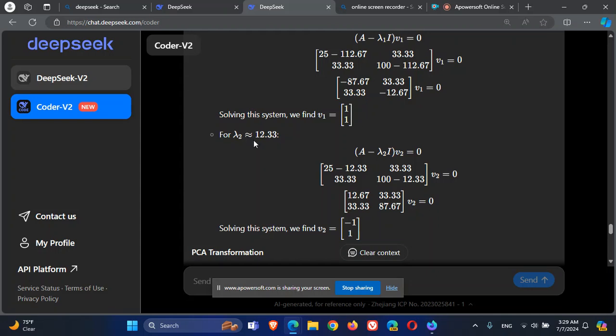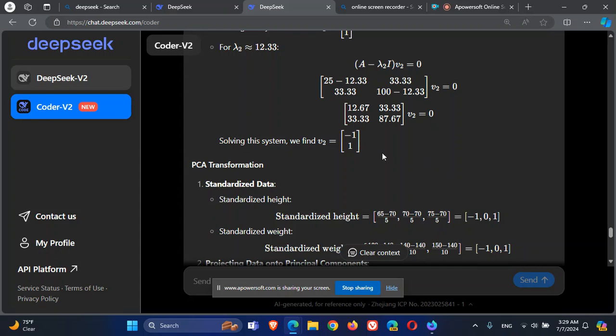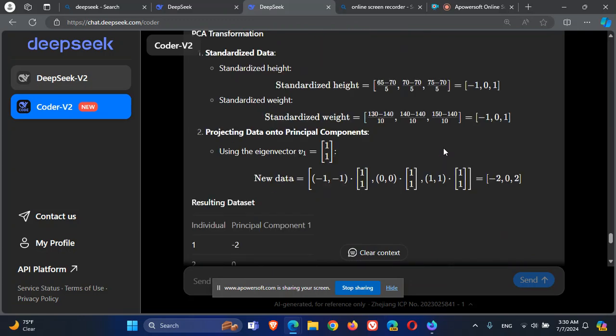The second eigenvalue is the smaller one, this one. We can also calculate its corresponding eigenvector, but this eigenvector captures less of the variance because it corresponds to the smaller eigenvalue. Okay.